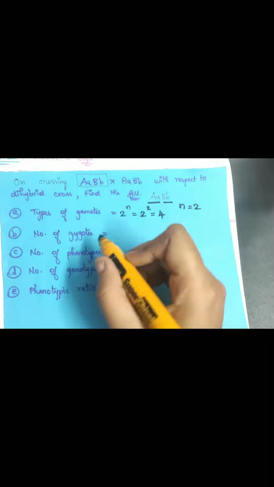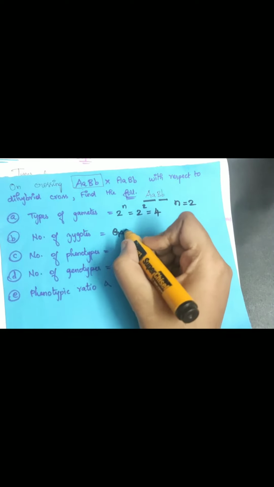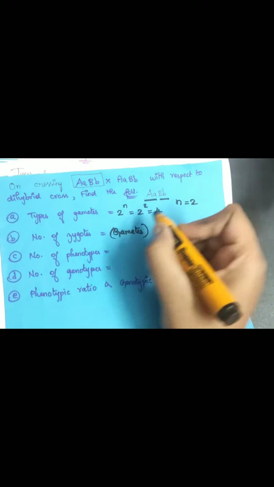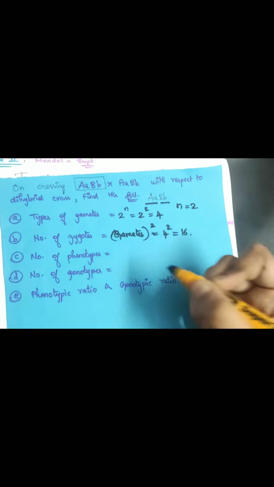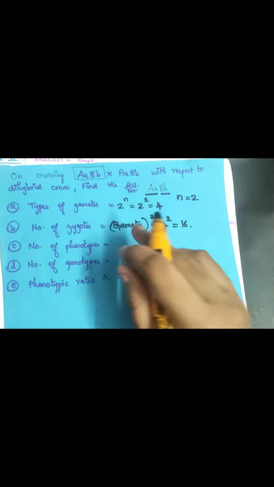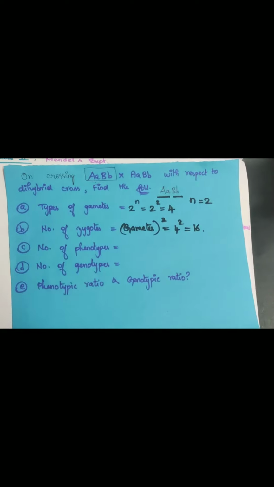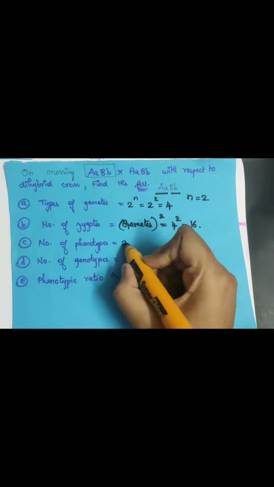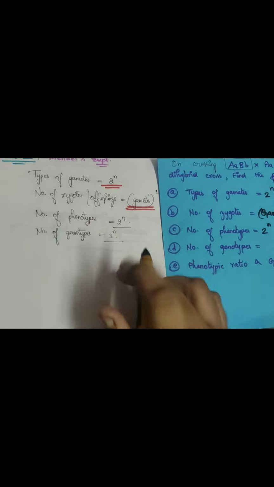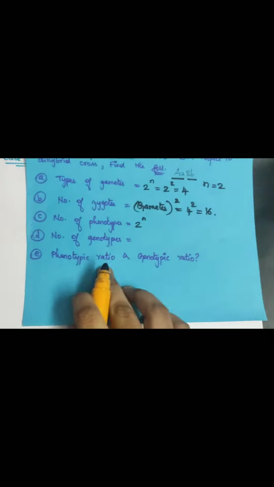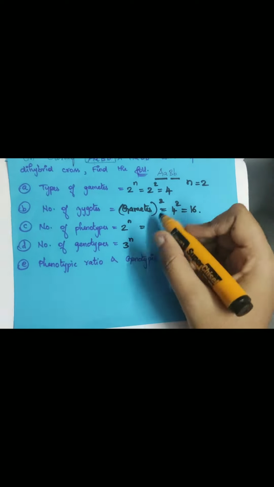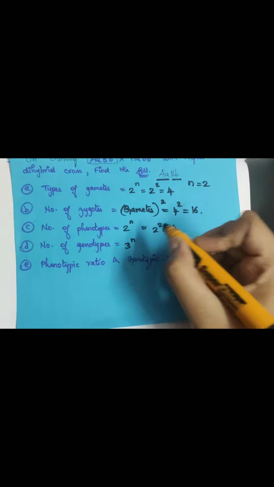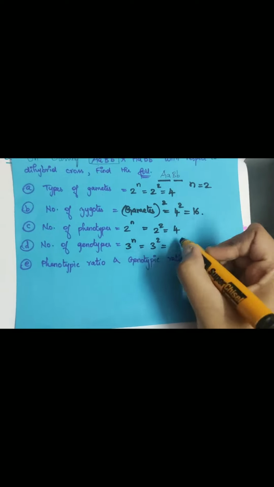Check your answers. Number of zygotes will be gamete square. So gamete square is nothing but 4 square, which is 16, right? 16, or you can put 2 power 2n also. This is very simple, you can follow this. And number of phenotypes will be 2 power n. See here, the number of phenotypes formula trick is what? 2 power n. Number of genotypes is 3 power n. So with the same n value, 2 power 2 is 4, 3 power 2 will be 9.